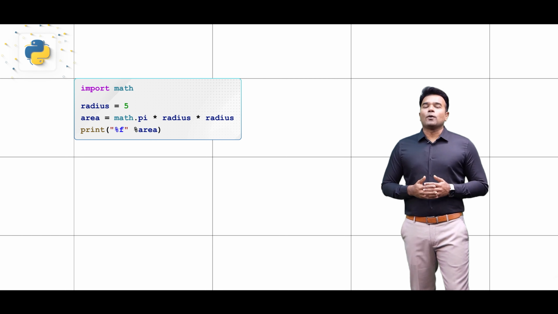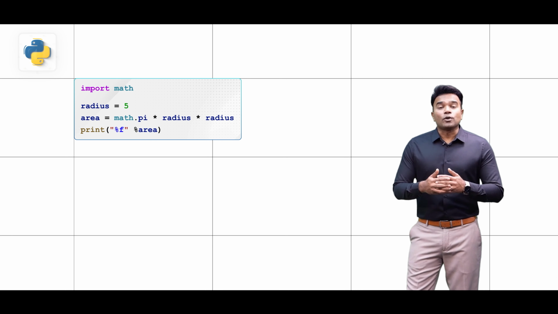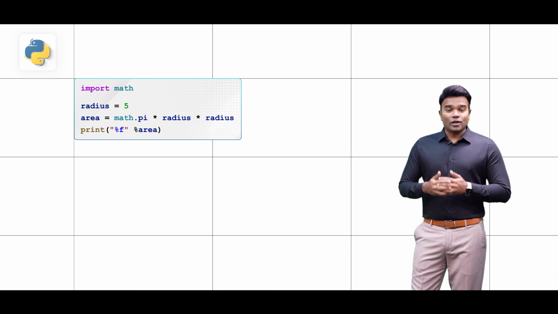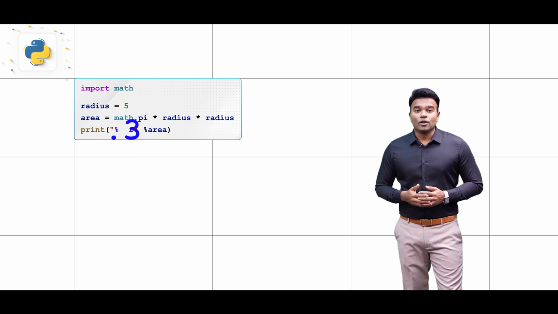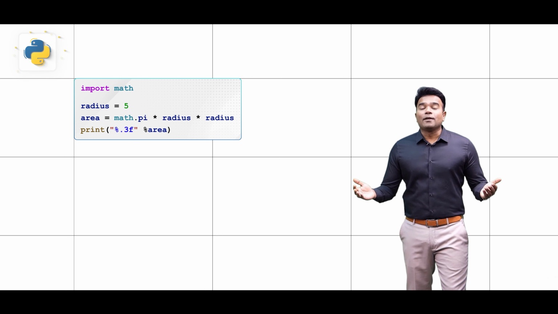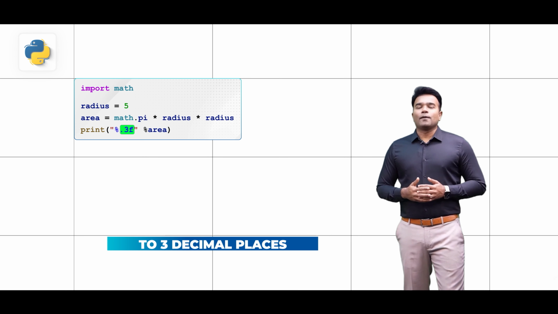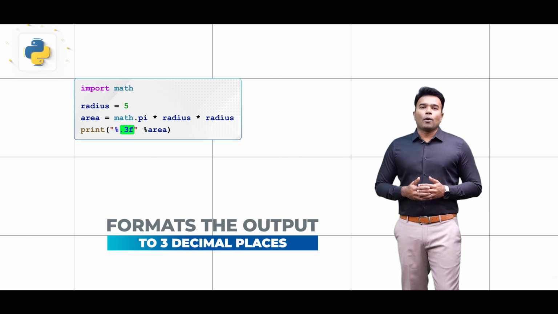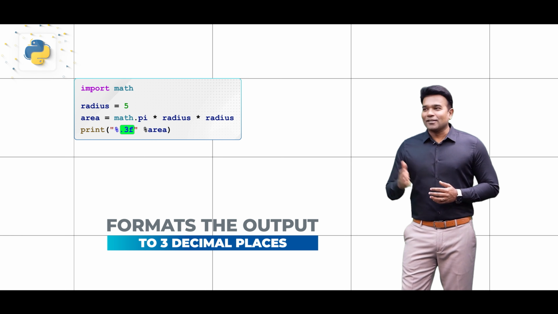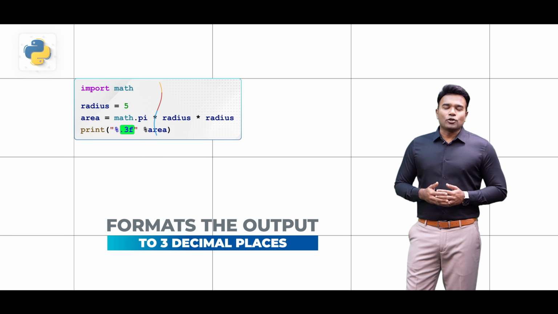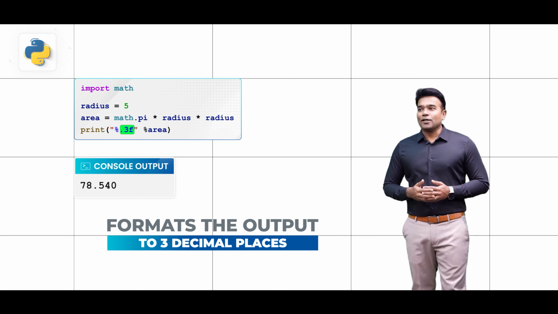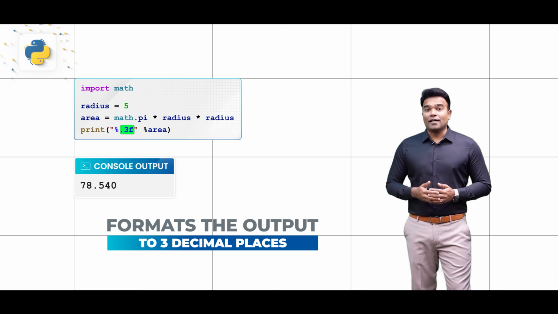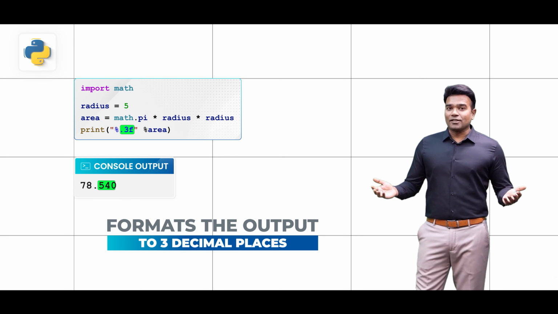If you really don't want 6, if you really want only 3 digits after the decimal point, then you need to bring in this 0.3 over here. By specifying it as 0.3f, you are telling that after the decimal point there have to be just 3 digits. And now upon execution, you can notice that we have indeed got the output, but after the decimal point we have just 3 digits.